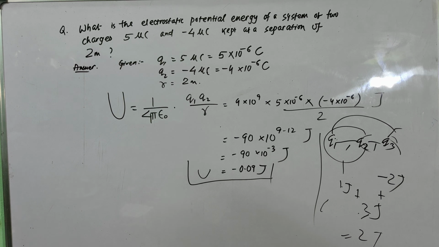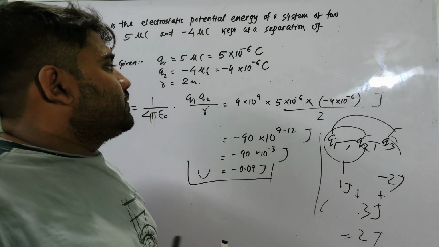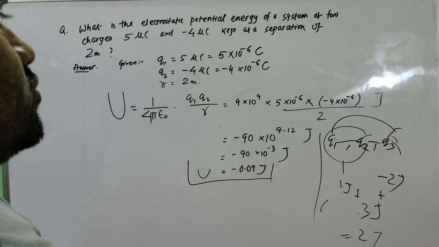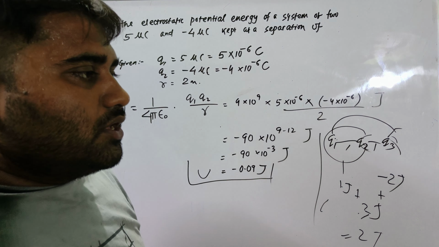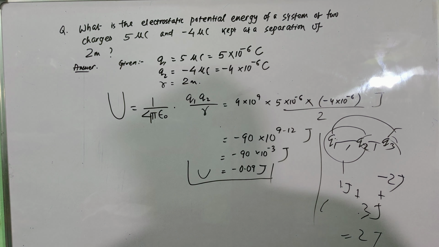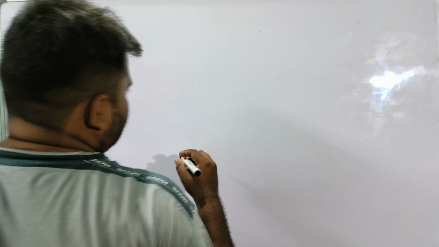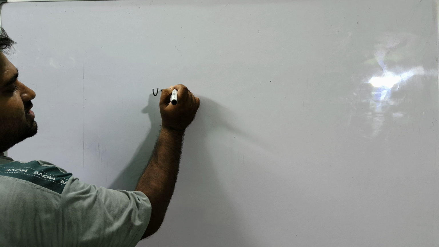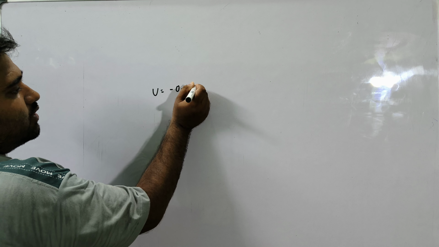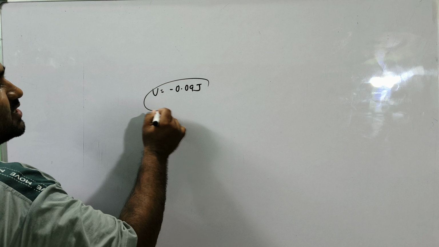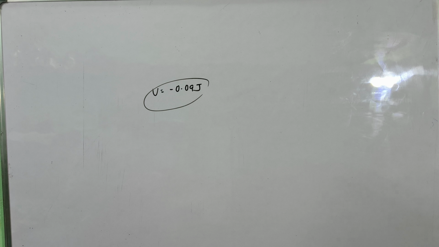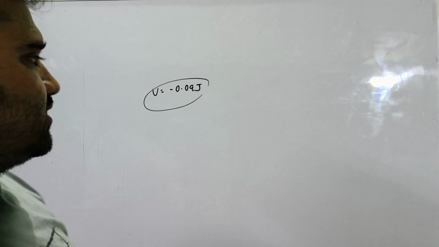Okay, so we shall be proceeding to another problem, and I hope that you have understood the concept behind these problems. So in the previous problem, I forgot to tell you one thing: our potential energy was calculated to be 0.09 joule. This is the electrostatic potential energy of that system.